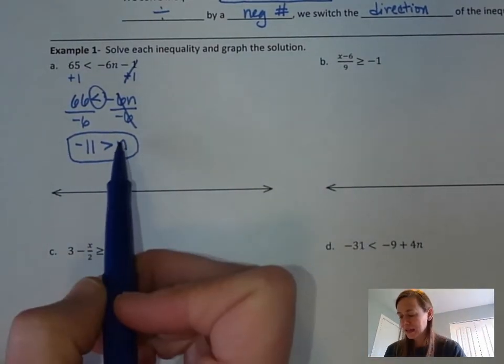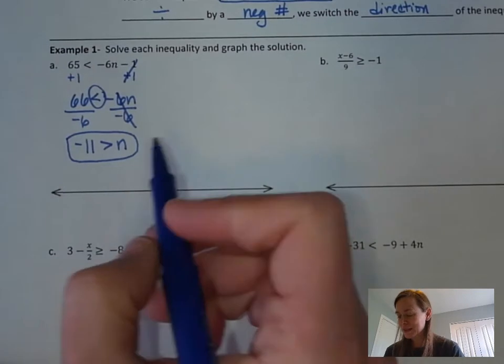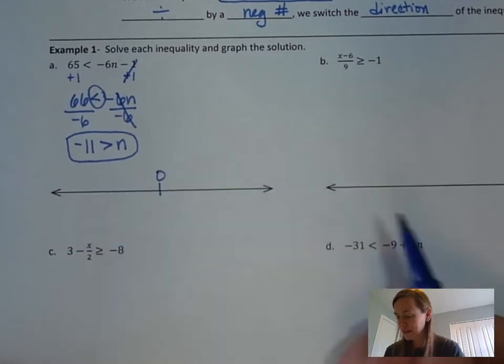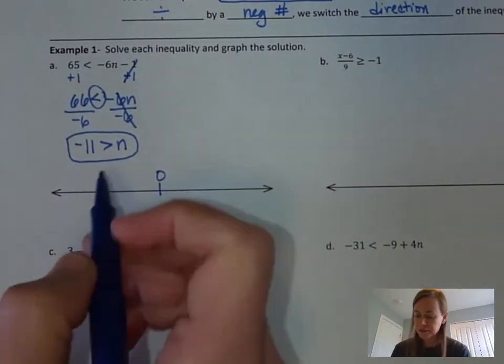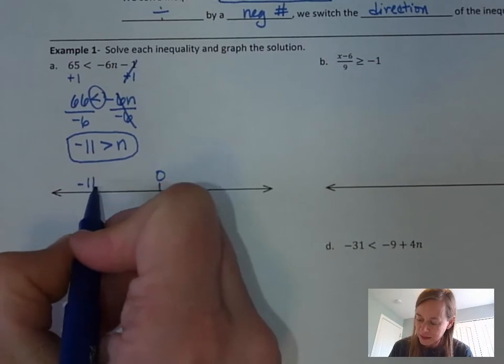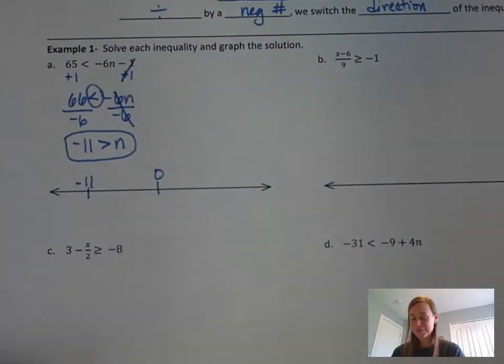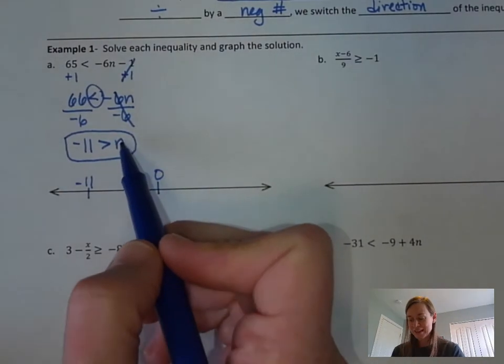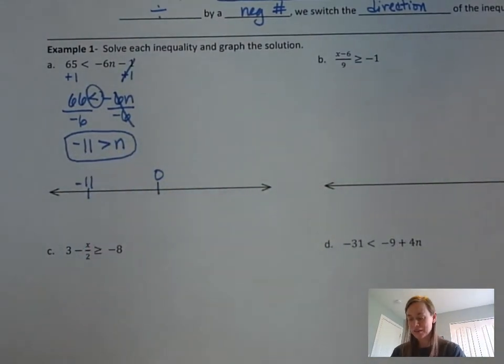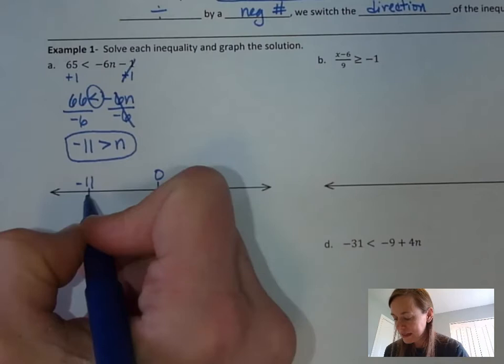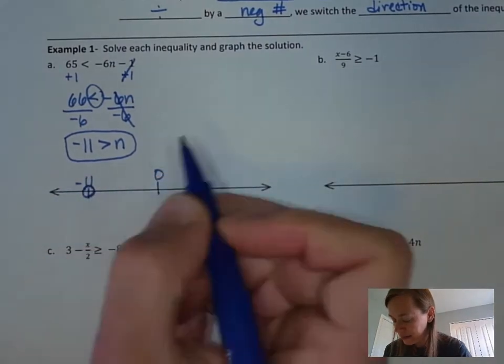Okay, so n, I'm going to read from the variable. Actually, no, I'm skipping a step here. Let's put 0 on the line and let's put negative 11 on the line. Negative 11 has to go to the left because it's a negative number. Okay, now I'm going to read from the variable. n is less than negative 11. So less than sign is going to get an open dot.